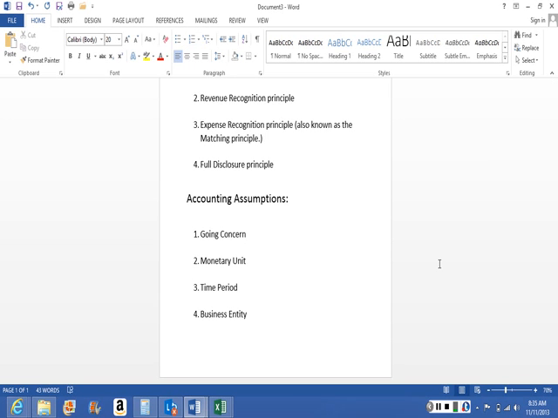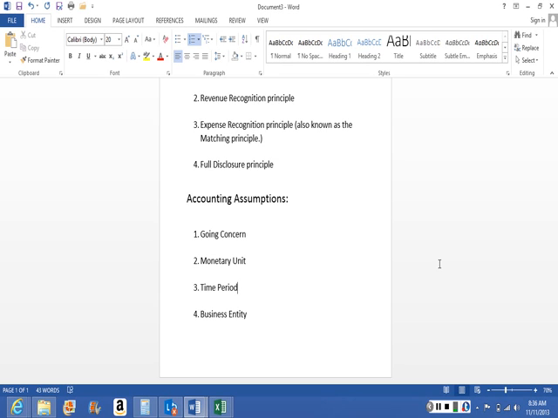The next assumption, monetary unit. What we mean by this is that all information, accounting information, can be portrayed in a monetary unit. Since we operate in the United States, our monetary unit is the dollar. If we operated in another country, for example, say Mexico, what would the monetary unit be there? It would be the peso, and so on.